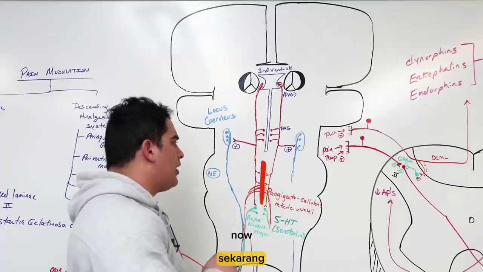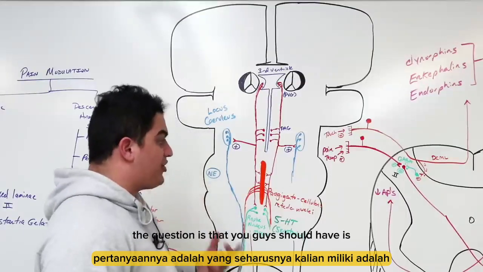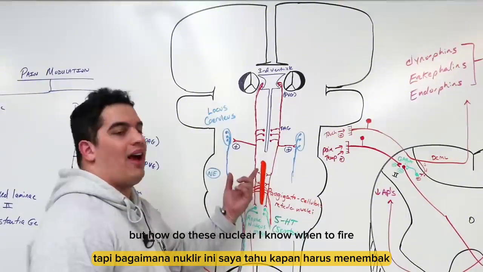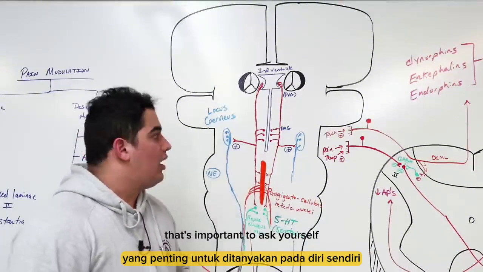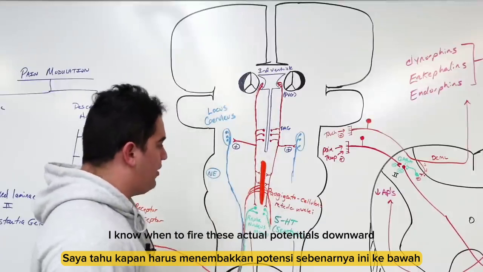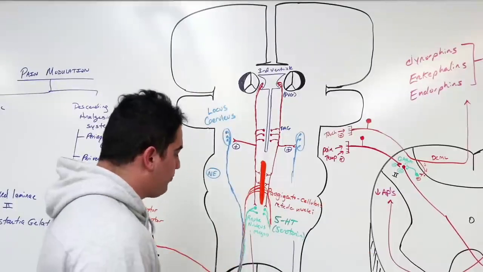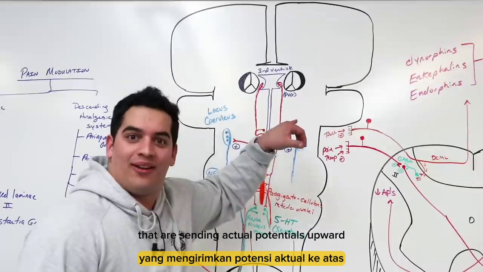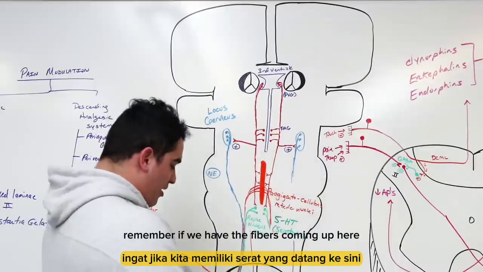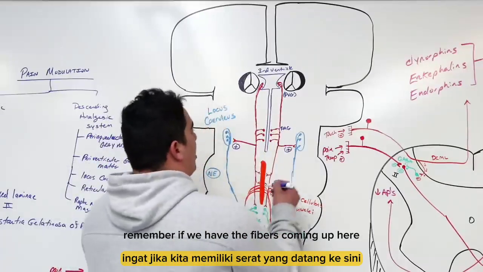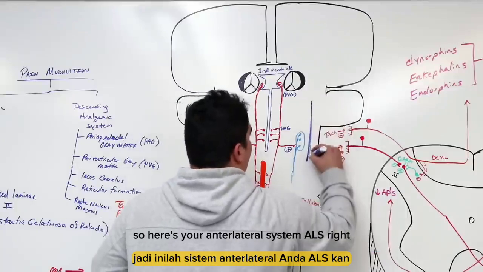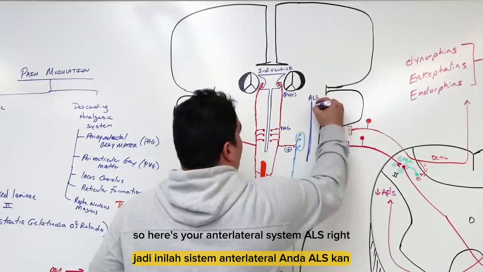Okay, now, the question that you guys should have is, we know how to modulate pain, but how do these nuclei know when to fire? That's important to ask yourself. How do these nuclei know when to fire these action potentials downward to inhibit these actual neurons that are sending action potentials upward? It's the ones that are going up. So remember, if we have the fibers coming up here, pretend we have the anterior lateral system coming up right here. So here's your anterior lateral system, ALS, right?